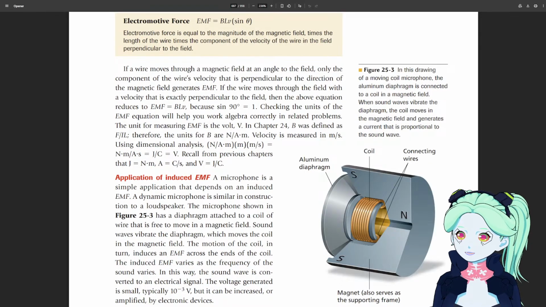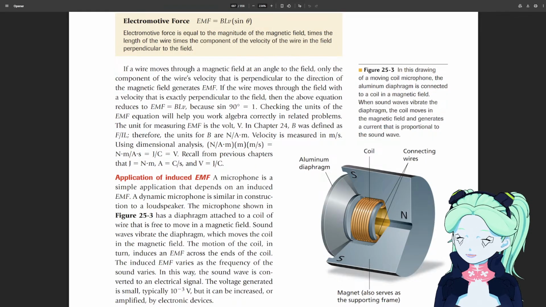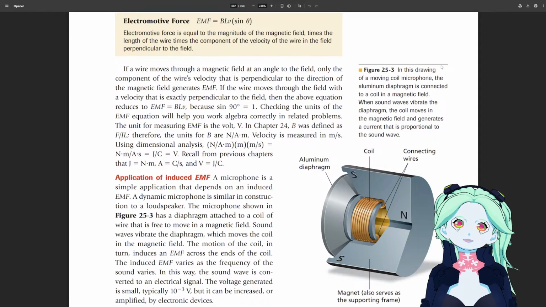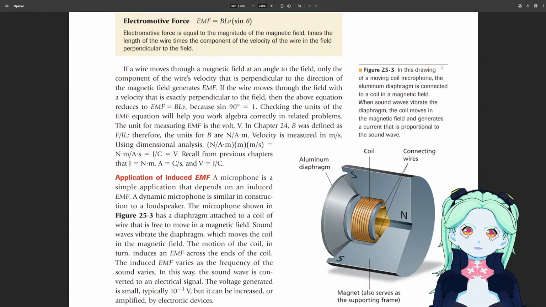So generators and microphones both come from the same core physics, electromagnetic induction. Once you understand the principle, both devices become almost obvious. The core idea: changing magnetic flux creates EMF. Everything starts with Faraday's law.